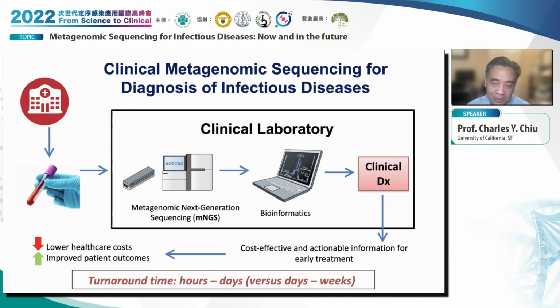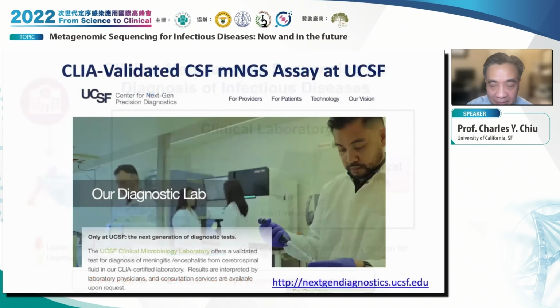Ultimately, the goal of this is to provide cost-effective and actionable information that could be used to guide treatment of these patients with critical illnesses, which would improve patient outcomes and lower healthcare costs. And really importantly, with respect to the turnaround time for this assay, it's important that the assay be done in hours to days versus days to weeks, because these patients are critically ill. Many of them can decompensate and become worse within hours. So it's really important to try to achieve a reasonable turnaround time for these types of assays.